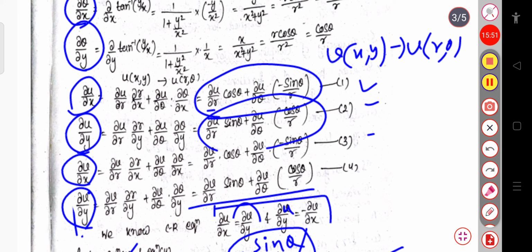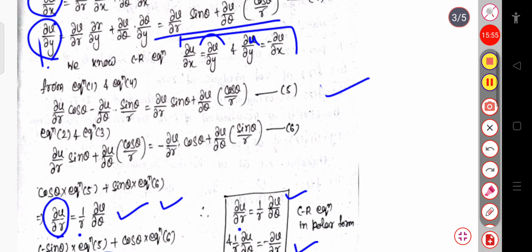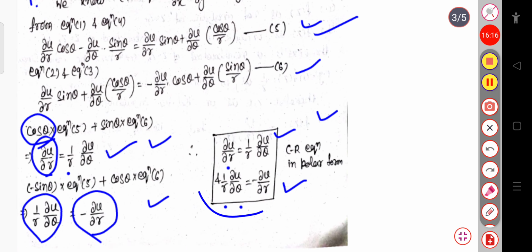Finally, multiplying by cosθ in equation 5 and in equation 6, and after adding, we get the first equation. Similarly, by multiplying minus sinθ in equation 5 and cosθ in equation 6, we get another equation. So these are basically the steps which you have to remember. This is the Cauchy-Riemann equation in the polar form.